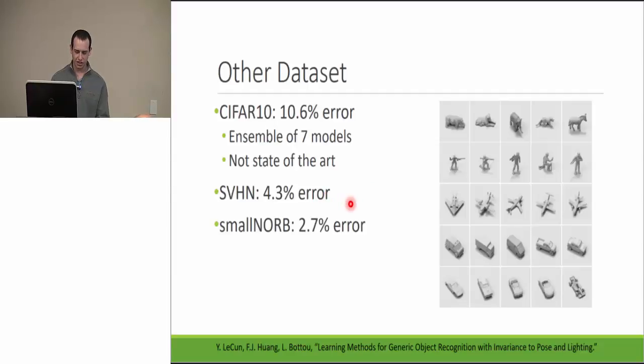They also ran tests on SVHN, which is the Street View House Numbers. They got 4.3% error, and I believe that one's state of the art, and also Small NORB, which is this data set here. It's 5 different classes, each taking pictures at different lightings and orientations and viewpoints, and they got 2.7% error, which is also state of the art. Yeah, so that's very good.